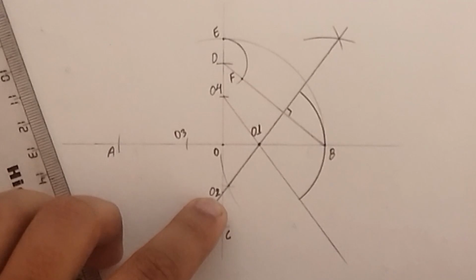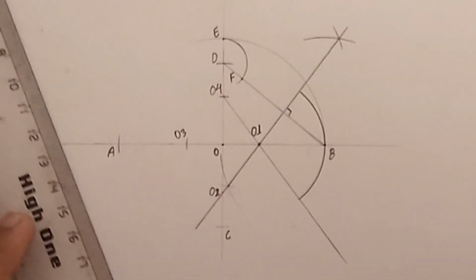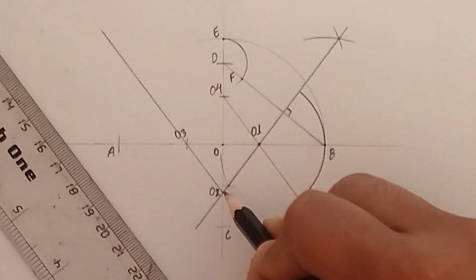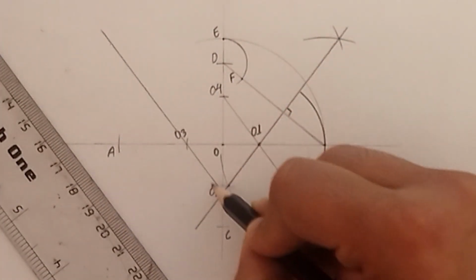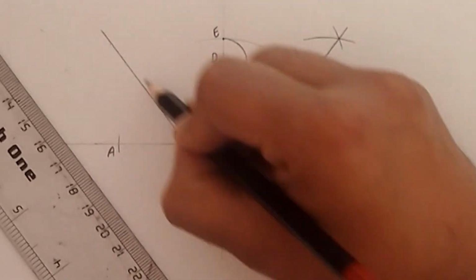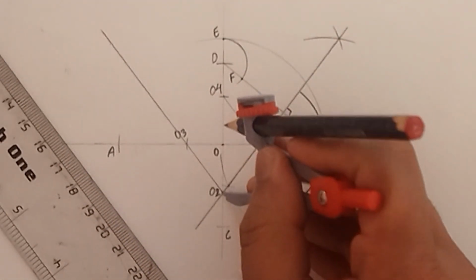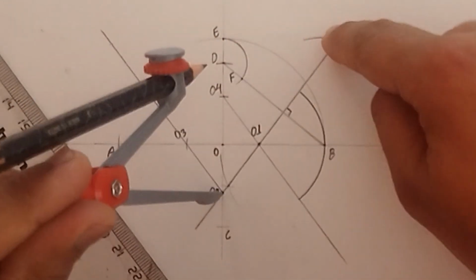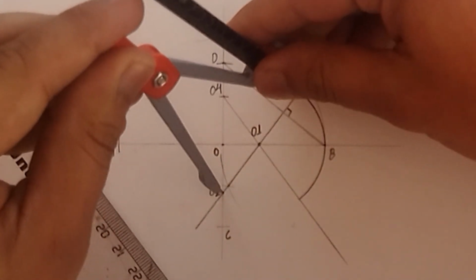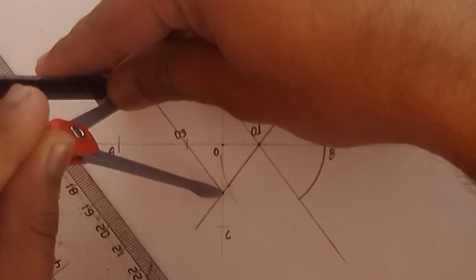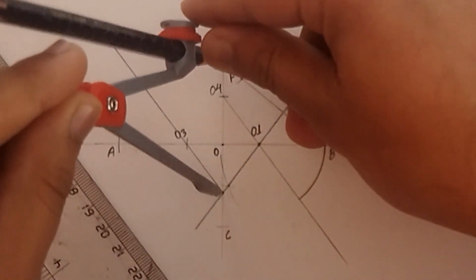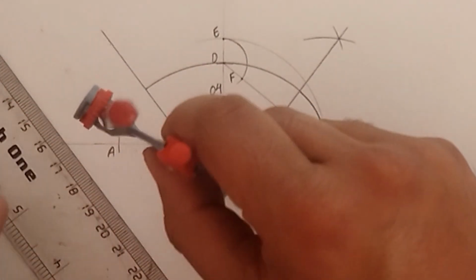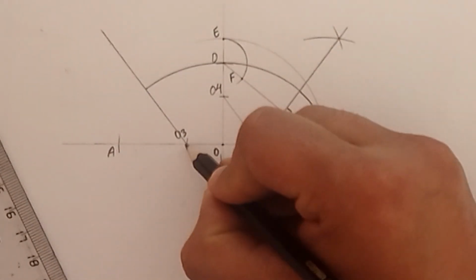Now I'm going to use center O2 and repeat the same process. So before doing that, I'm going to join O2 and O3. Now from this O2 there emerge 2 lines at an angle. So I'm going to use O2 as center and D as radius, and I'm going to sketch in between these 2 lines. Okay, and remember that D and B coincide at this point. They coincide exactly.